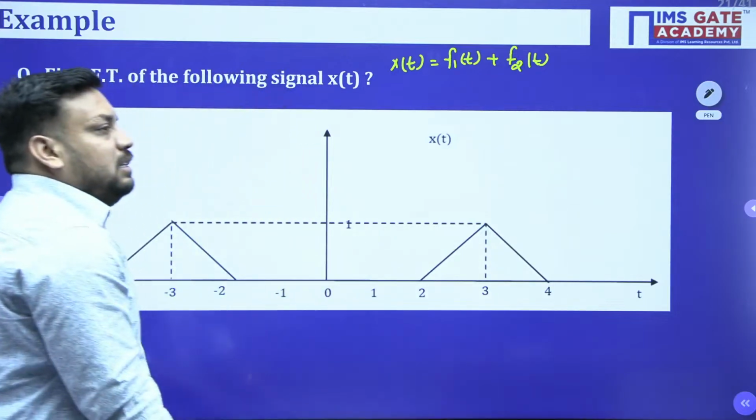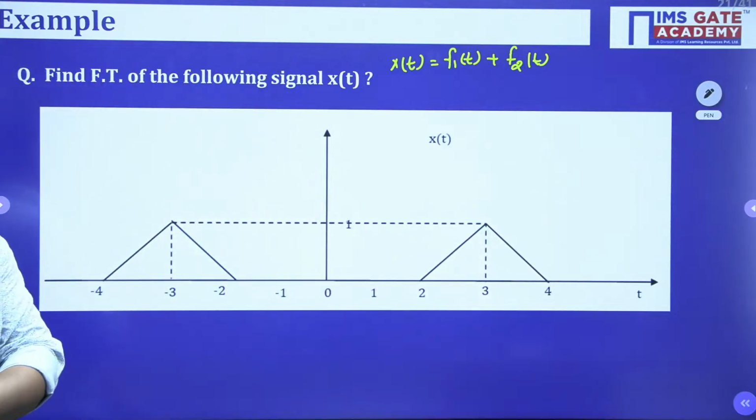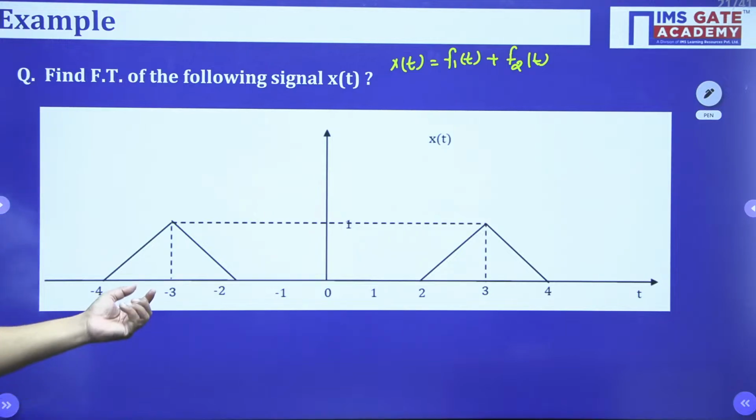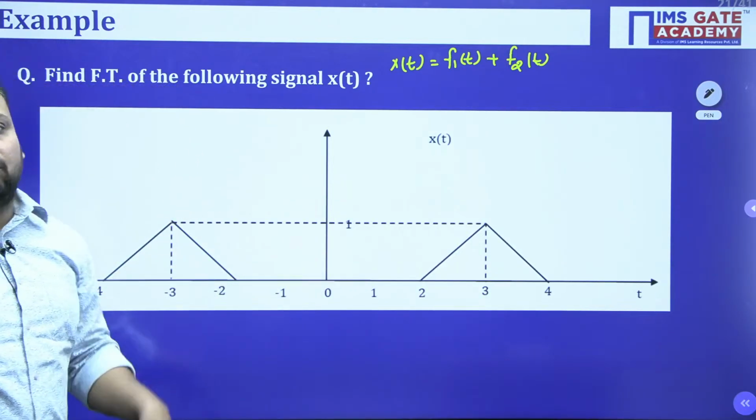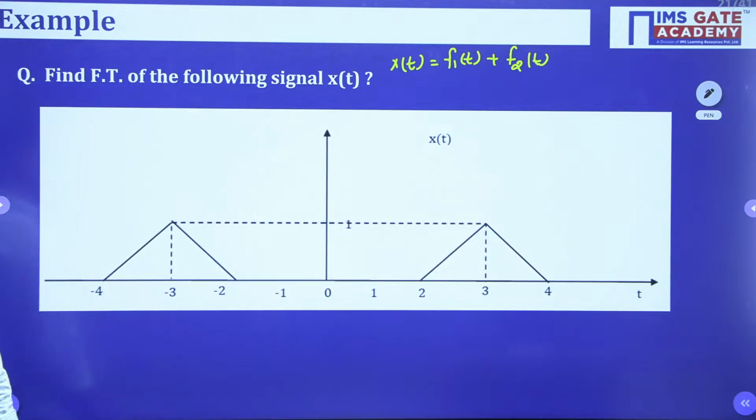Just do reply, guys, tell me yes or no. Like that student, you can find the Fourier transform of this. You can also find the Fourier transform of this, and you can just add. And you know the Fourier transform of a triangular pulse. Is it clear or not?